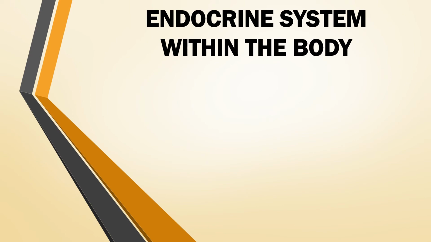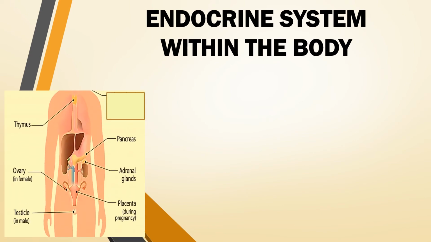Endocrine system within the body. The first one is thymus. It is a pinkish gland situated near the heart. Its size is bigger during puberty and its size shrinks in old age. The function is it secretes the thymosin hormone. The thymosin helps in the formation of lymphocytes or the white blood cells that help to fight infections. So this is the thymus, and it is situated near the heart, and it secretes the thymosin hormone.